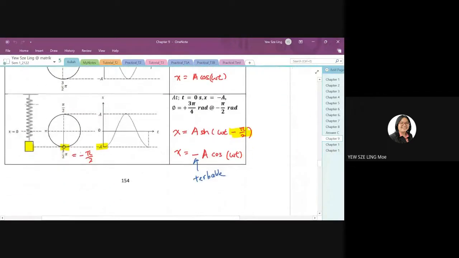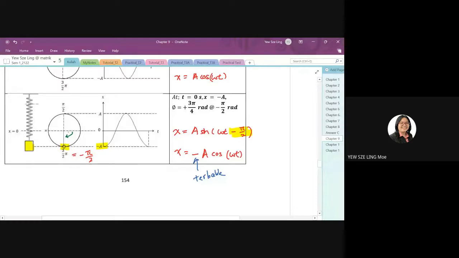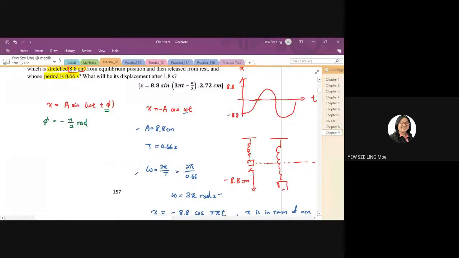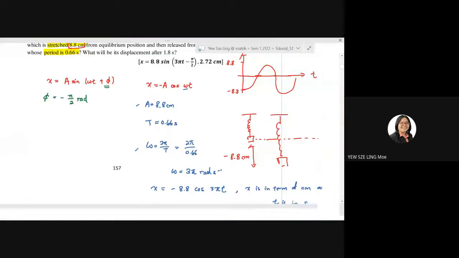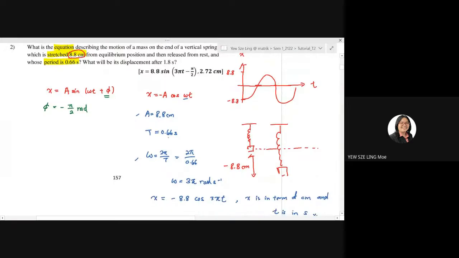So now your object starts from negative A, which means you have a negative initial phase angle. Why? Because it is a negative 90 degrees, reversed 90 degrees from the equilibrium position. So this is 0, and it reverses negative pi over 2. Therefore, we know the initial phase angle for this question is negative pi over 2 radian. Of course, in order to know whether it is positive or negative, you need to be able to visualize the situation. The best idea is to sketch the graph or sketch the diagram.